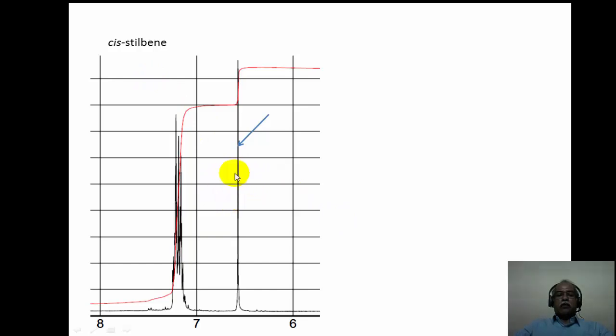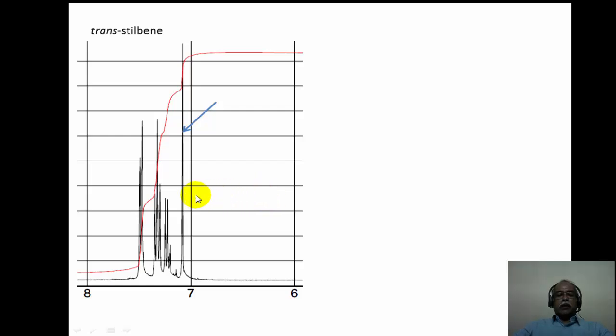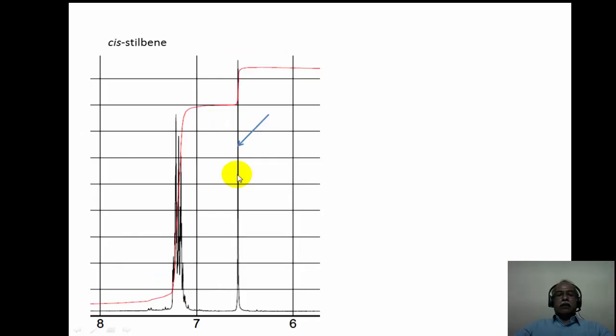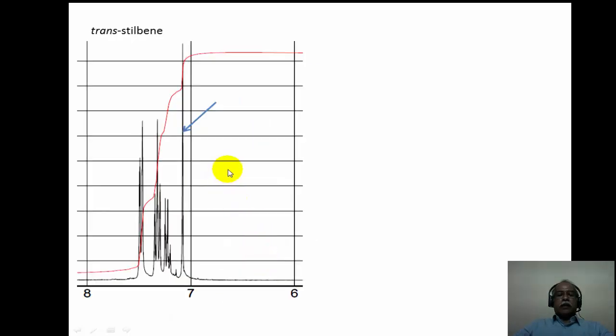In cis-stilbene, the olefinic hydrogen comes as a sharp singlet and does not have any kind of signature of coupling with other hydrogens. Similarly, in trans-stilbene also, the olefinic hydrogens come as a singlet. Nevertheless, cis-stilbene and trans-stilbene can be distinguished based on the chemical shift value. The cis-stilbene has a lower chemical shift value around 6.6 ppm, whereas the trans-stilbene has a higher chemical shift value for the olefinic hydrogen, which comes around 7.1 ppm or so.